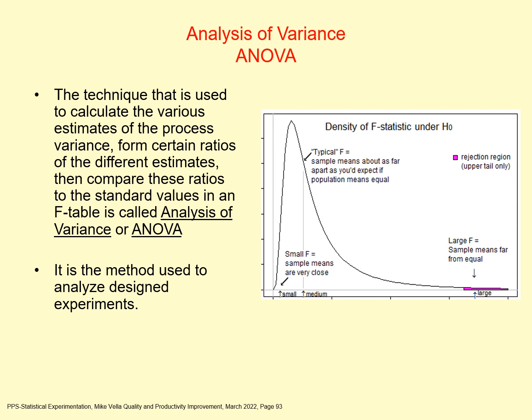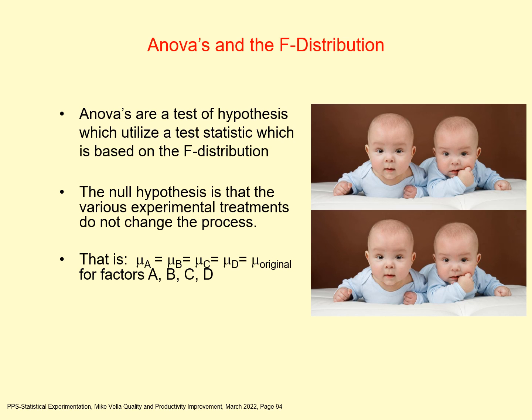So the technique that is used to calculate the various estimates of the process variance, form certain ratios of different estimates, then compare those ratios to the standard values in an F table is called the analysis of variance, or ANOVA. It is the method used to analyze designed experiments. ANOVAs are a test of hypothesis which utilize a test statistic which is based on the F distribution.